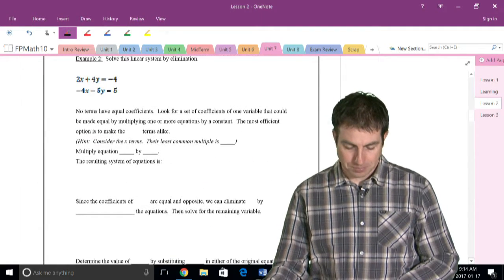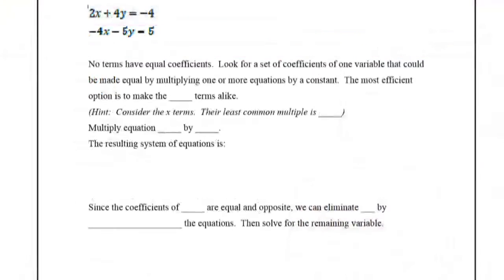Now in this example, I don't have anything that's the same. I don't have the same number in front of my x, and I don't have the same number in front of my y. So I can't just simply subtract these like I did in the previous example. So no terms have equal coefficients. Look for a set of coefficients of one variable that could be made equal by multiplying one or more equations by a constant. It's just a complicated way of saying, could we multiply either equation by something to make the coefficients the same? So I have equations 1 and 2.